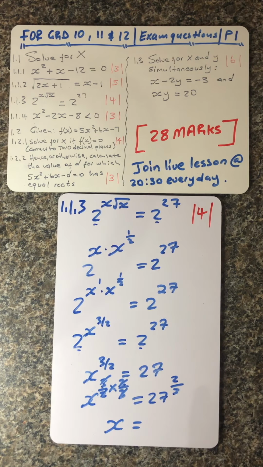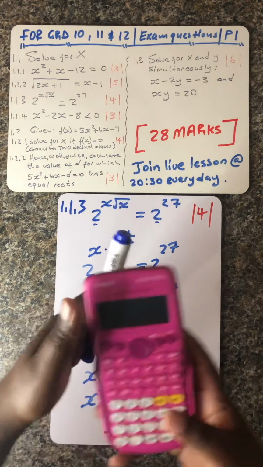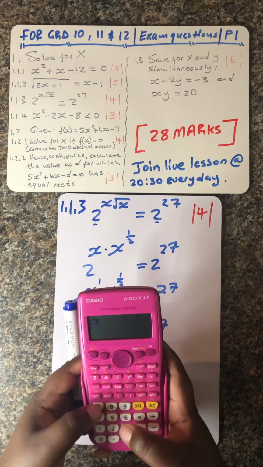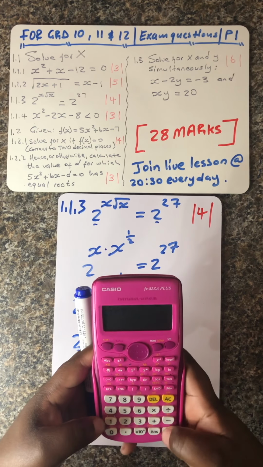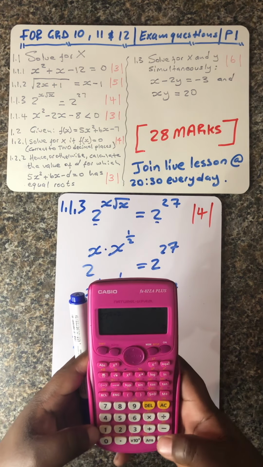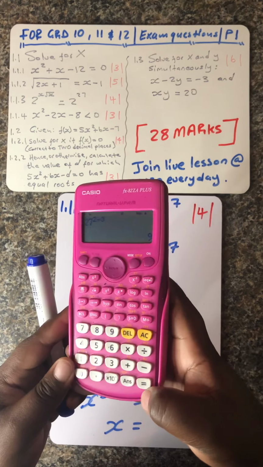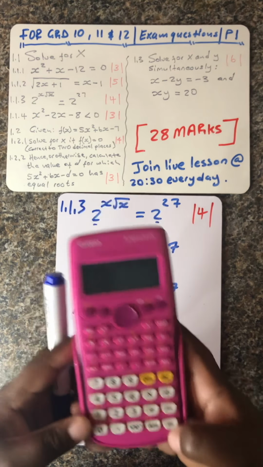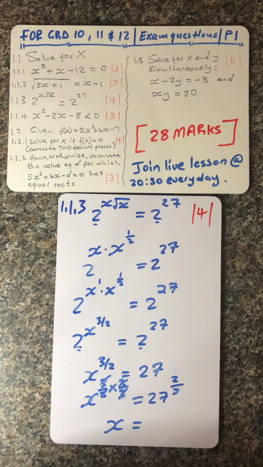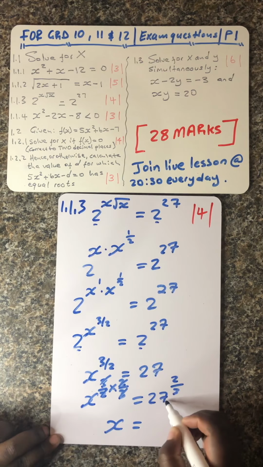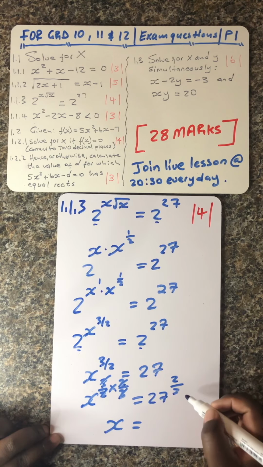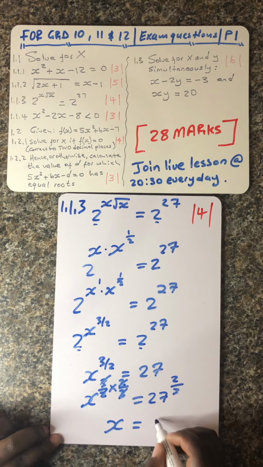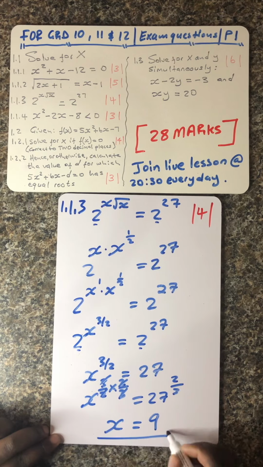So now this is where you can just pull out your calculator and punch 27 to the exponent 2 divided by 3. So the answer that I'm getting is 9, guys. I'm not sure if you are able to see, but I can explain exactly what you're supposed to do. You just punch on a calculator 27 to the exponent, you can even put it in brackets, 2 divided by 3, close. You should get your answer as 9.